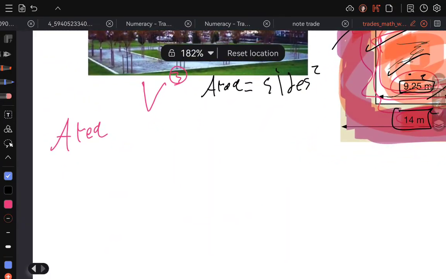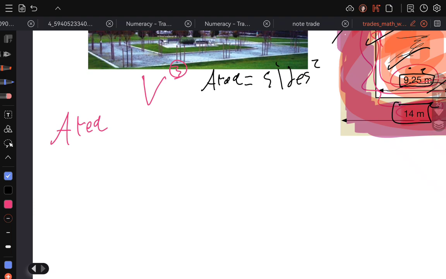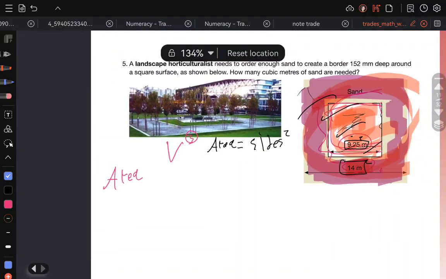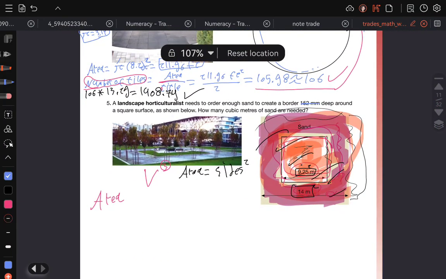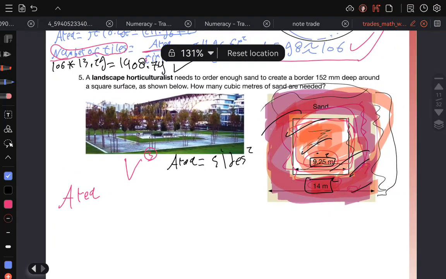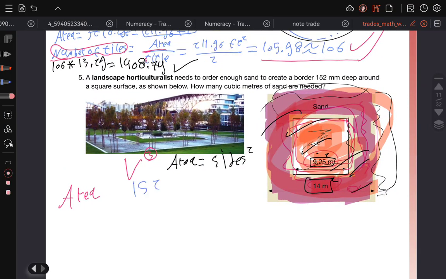First, let's convert the depth to meters. As you can see here, the number is 152, and we need to convert it to meters. So 152 millimeter equal to 0.152 meter.